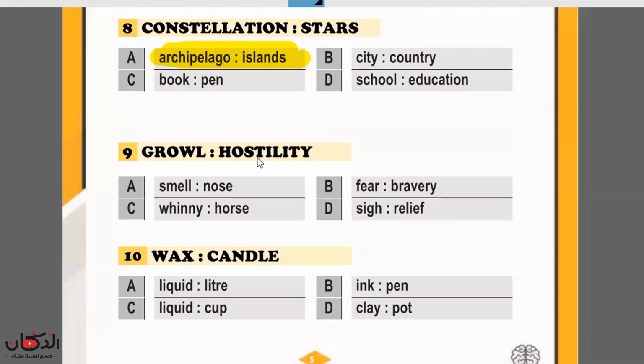Growl, hostility. What did this growl mean? It's the sound of the bear or the animal. It sounds when you are angry at someone. So what's the answer? D. Growl is a sign of hostility. Yeah, I think it's D. A sigh of relief is when you are relieved, you say like that. Okay. Sorry, this question is not correct.